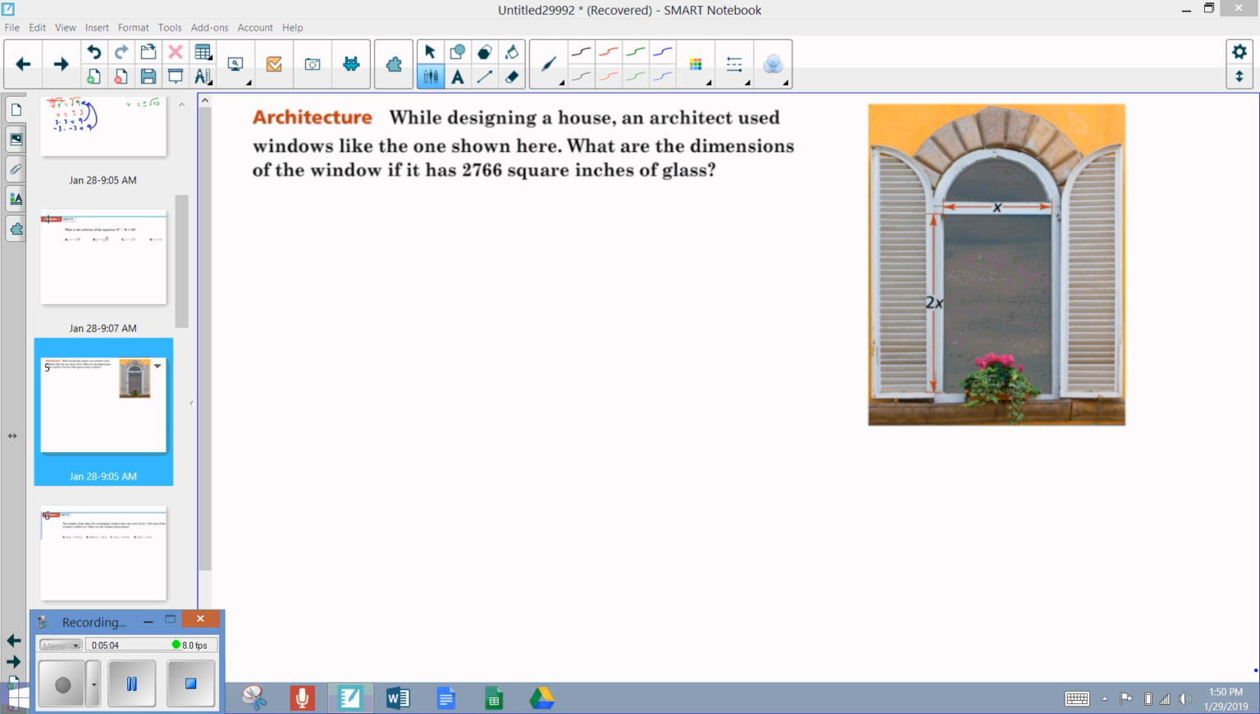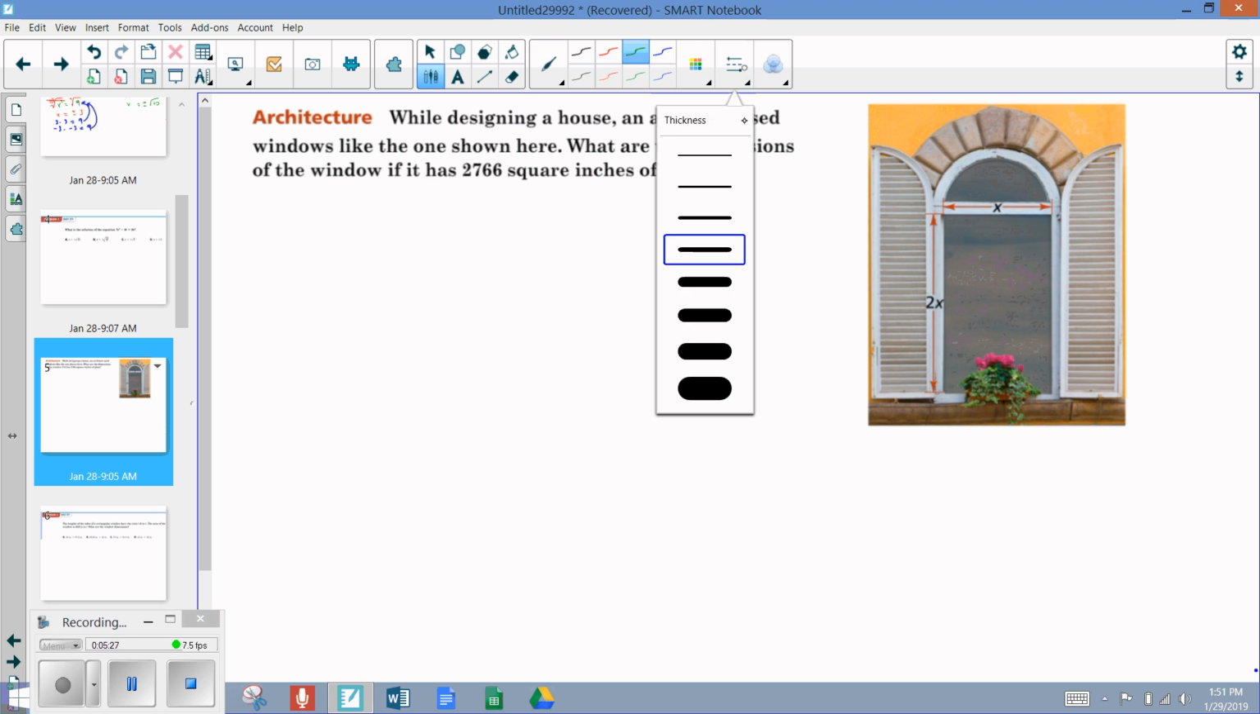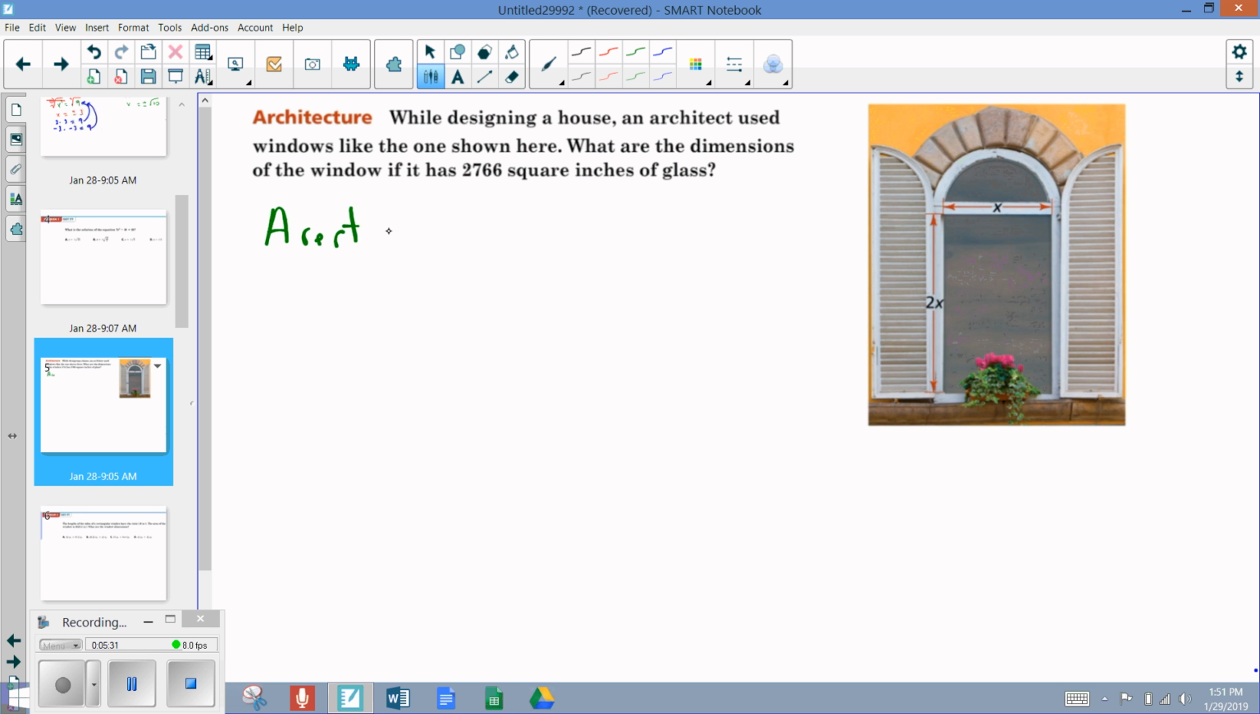Actually, it's given the amount of window you need to cut. So the total area is given, 2,766, and that window consists of what shapes? What are the shapes you see here? A rectangle plus what? A semicircle. Right. Area of the rectangle plus area of the semicircle.